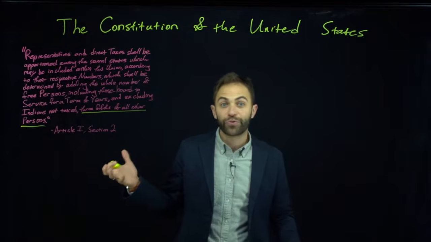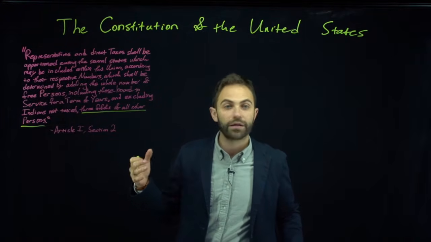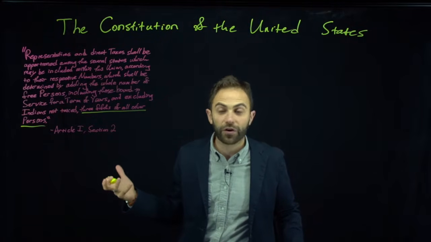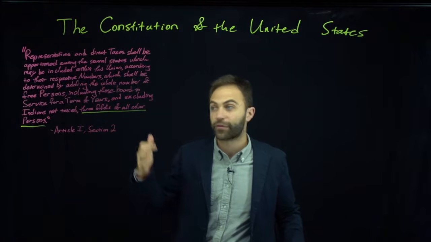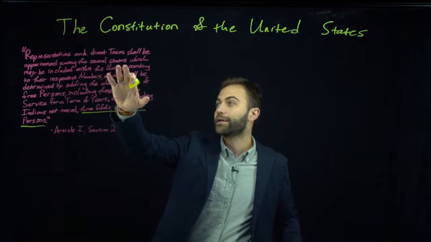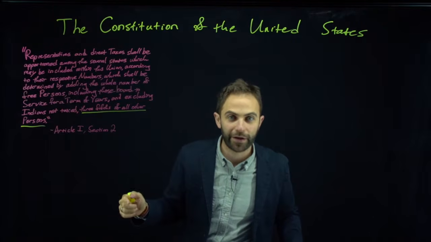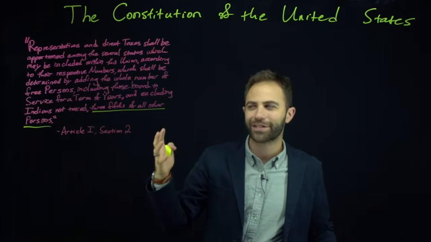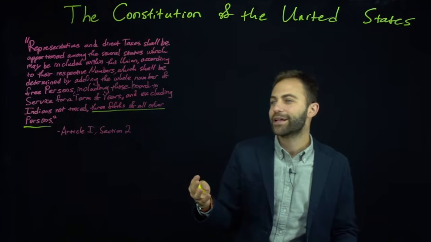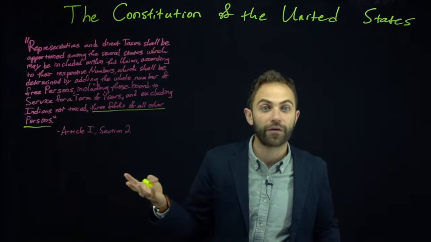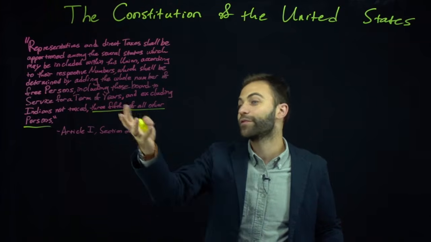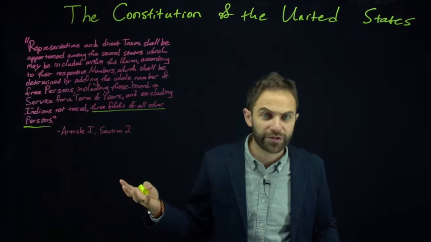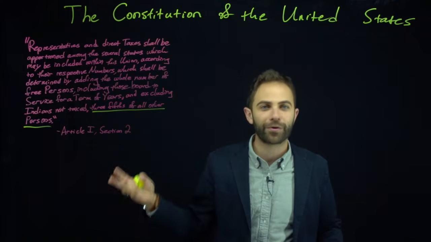This is the famous 3/5 compromise, wherein slaves in all states were counted as 3/5 of a person for the purposes of calculating numbers for taxation and the number of representatives that would appear in the House of Representatives. The interesting thing to me is the fact that it didn't say 3/5 of slaves. It didn't say 3/5 of enslaved persons or 3/5 of colored persons or anything like that. It just says all other persons.